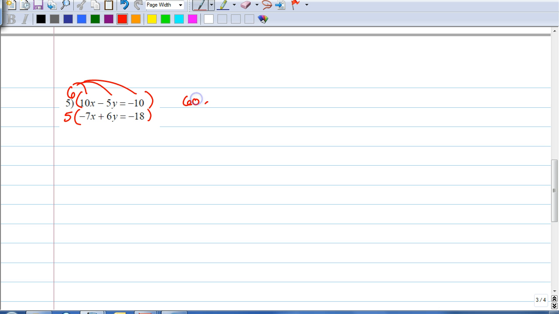So I'll get 60x minus 30y equals negative 60. In the second equation, I'll have negative 35x plus 30y equals negative 90. Remember, we're adding here. We're going to add these together. So 60 plus a negative 35 is 25, so it'll be 25x. And negative 60 plus negative 90 is a negative 150.